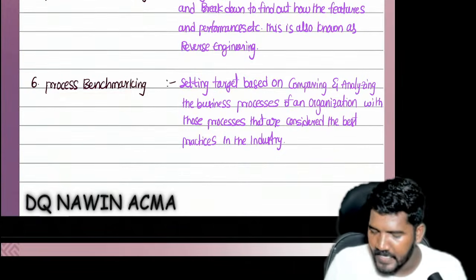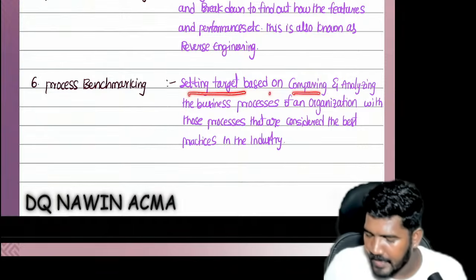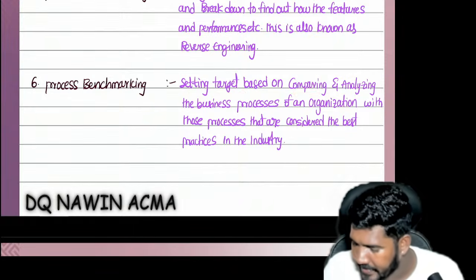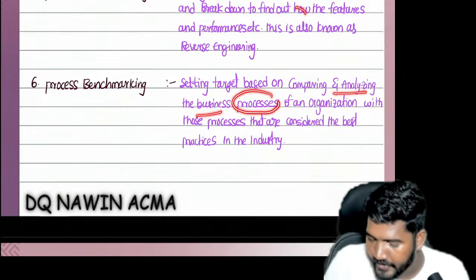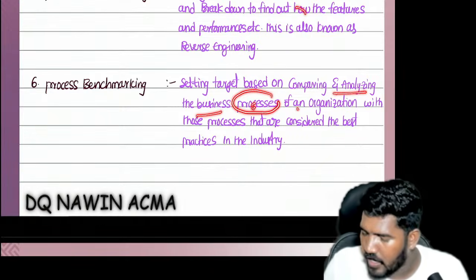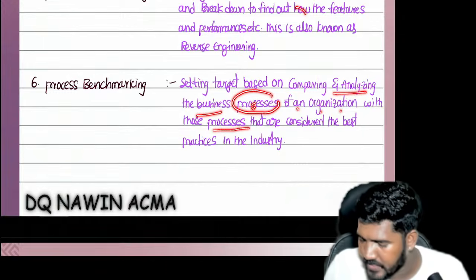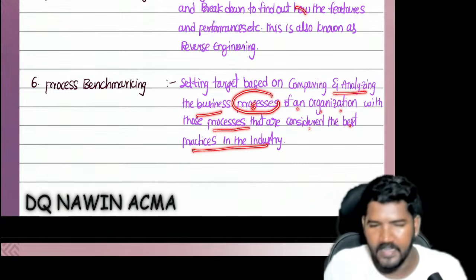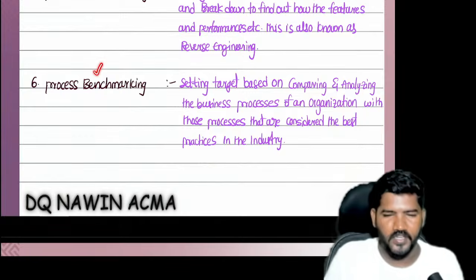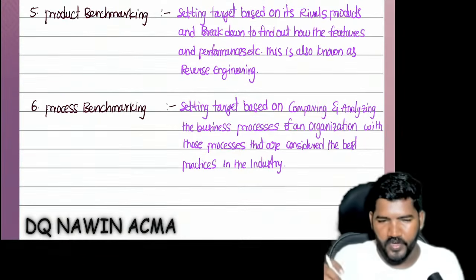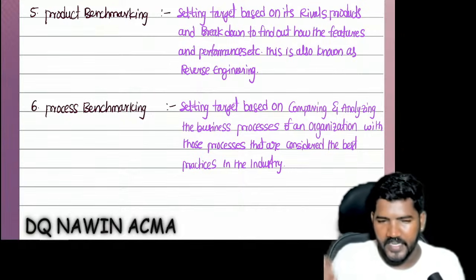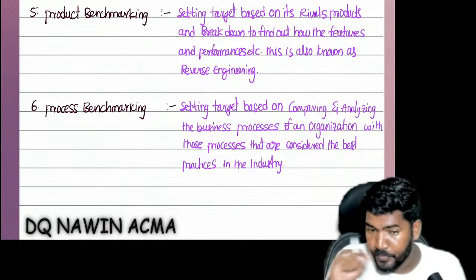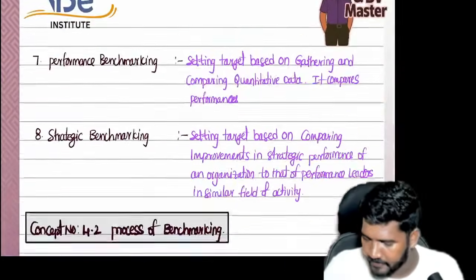Process benchmarking is setting a target based on comparing and analyzing the business processes of an organization that are considered the best practices in the industry. That is called process benchmarking. If you set a target based on a competitor's product, that is called product benchmarking. If you set a target based on a competitor's process, it is called process benchmarking.